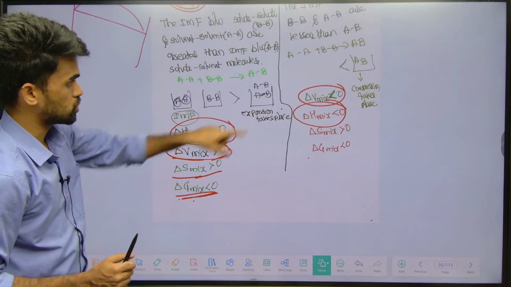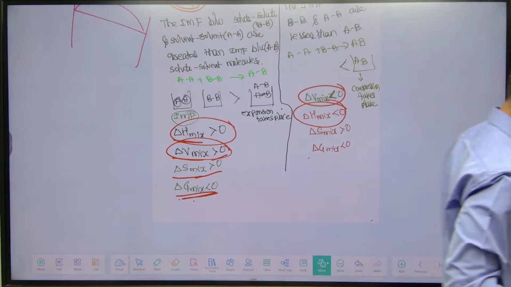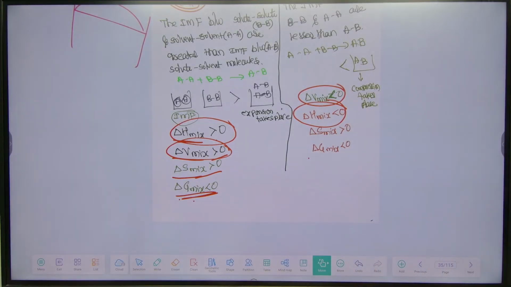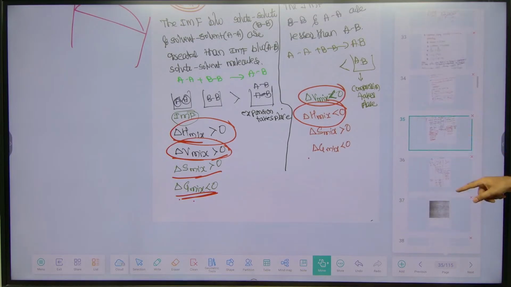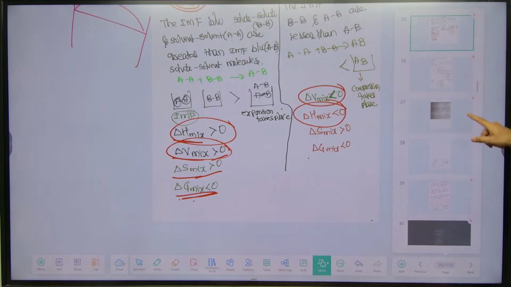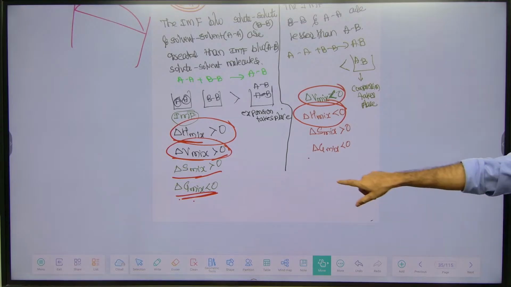Write these conditions only. In the yesterday slides you can write. Okay, this is more than enough. Let's solve one or two questions. Over up to here, everyone.